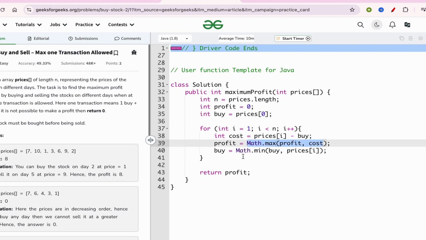And also I need to keep in mind that I am buying the stock at minimum price. That is the reason why as I am moving ahead, I am also keeping a minimum value to buy the stocks. And finally I am simply returning the profit which I got after buying and selling the stock.